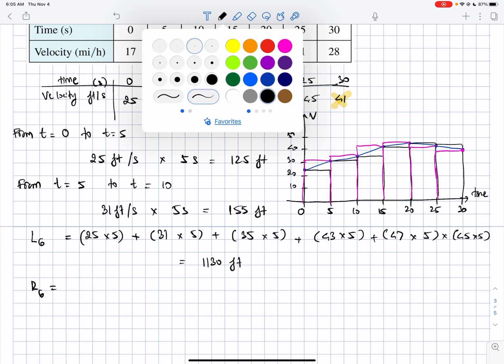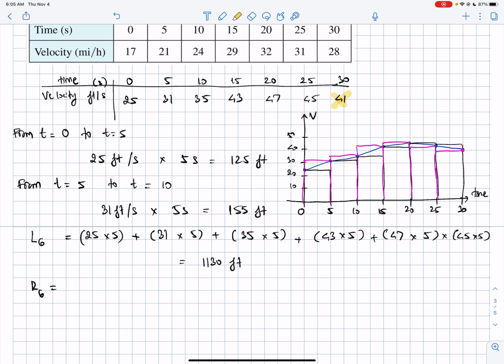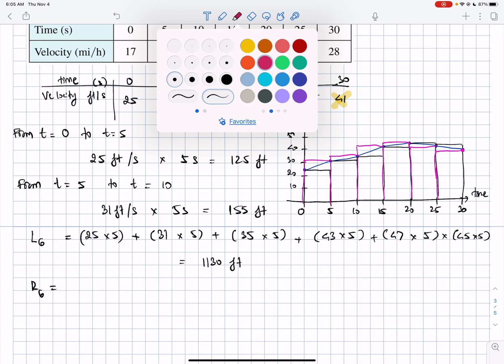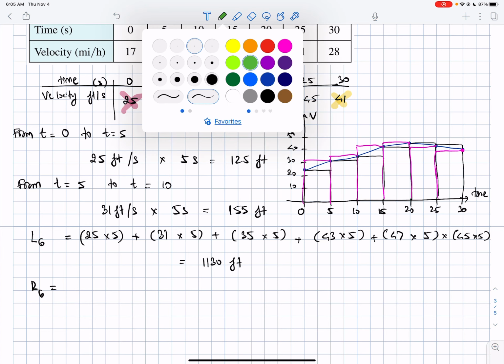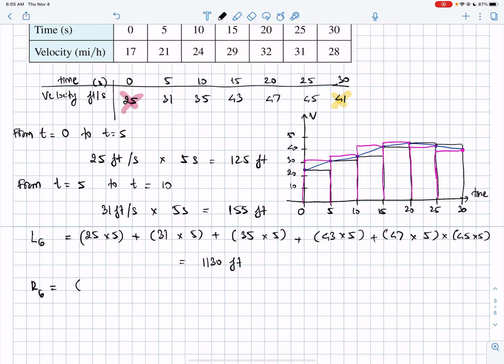R6 will be, and we are skipping the 25. The left side we skip 41, and the right side we skip 25. So we begin from 31 times 5 plus 35 times 5 plus 43 times 5 plus 47 times 5 plus 45 times 5 plus 41 times 5, and we will get 1,210 feet.